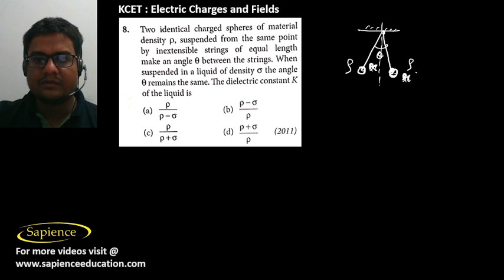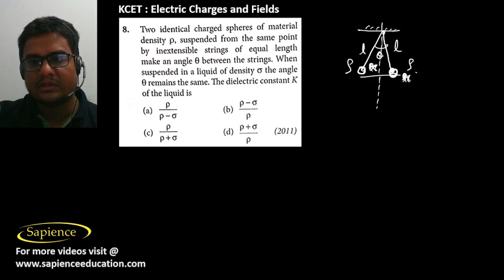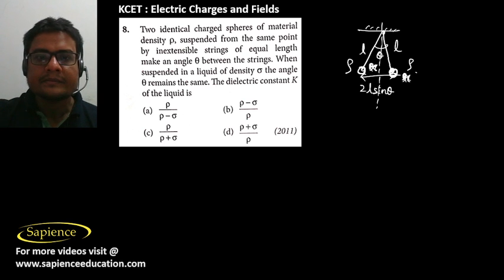So the length of the string is L, then their distance of separation will be L sine theta, L sine theta, so this will be 2L sine theta. And they are having identical charged spheres of material density. They are having charge Q and Q.